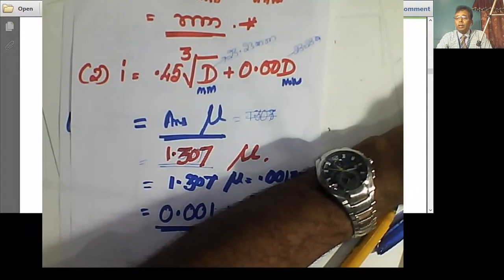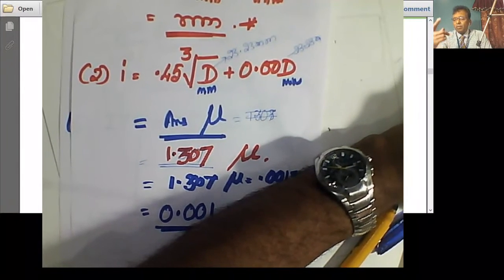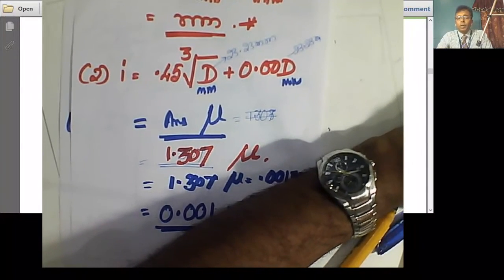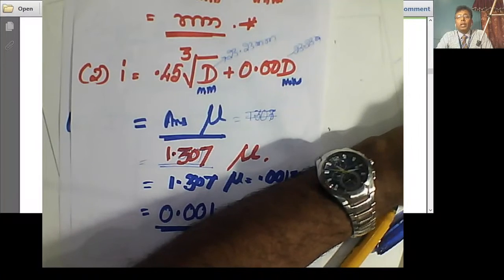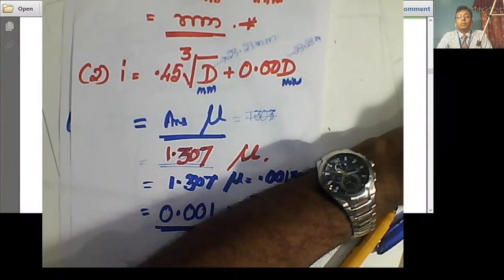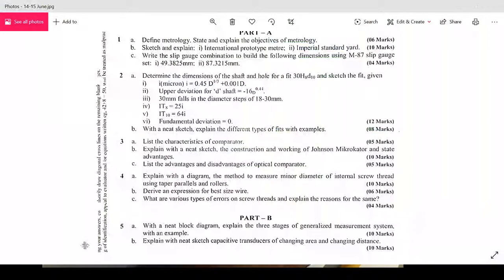Let me read the remaining questions. This is the one which takes more time because I am solving the problem. Now, let us go ahead with this problem. Look at the question paper. Please follow the question paper. I will enlarge the question paper for your benefit.